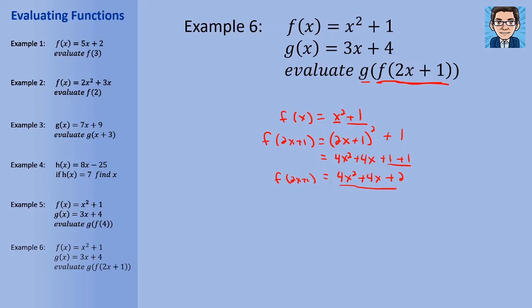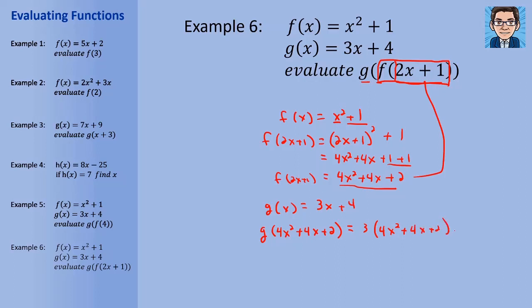So now we can take that. That becomes our f of 2x plus 1. So now we can do g of x, which is 3x plus 4, and we can evaluate that for 4x squared plus 4x plus 2. So that's going to be 3 times all of that, and then plus 4, which is just the plus 4 from there.